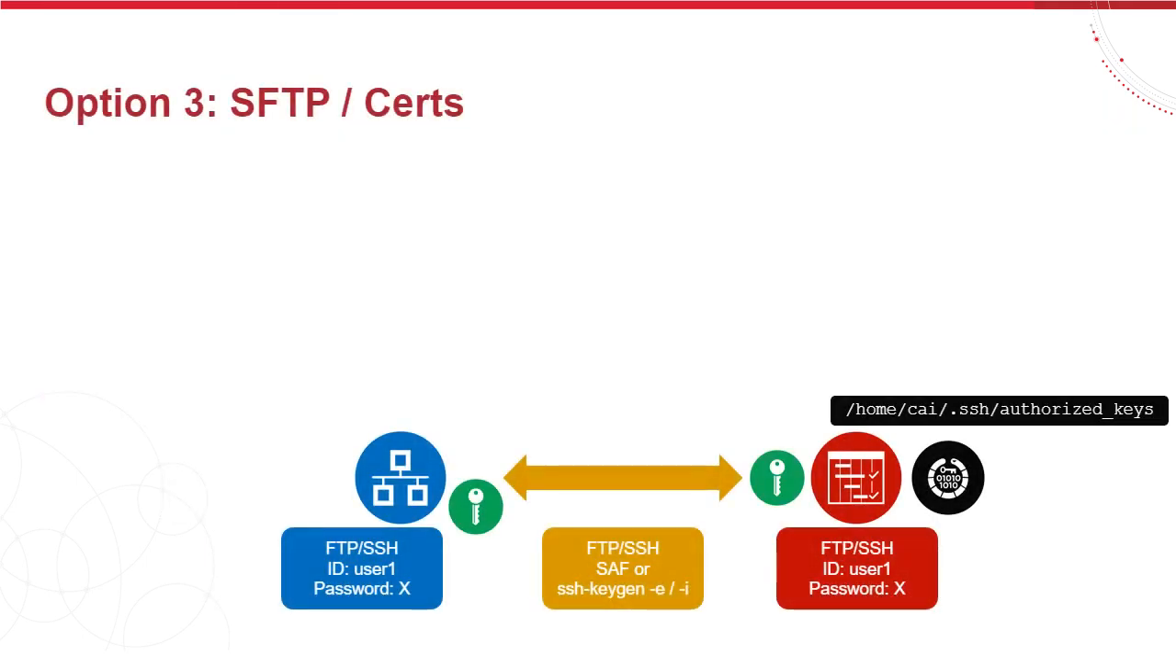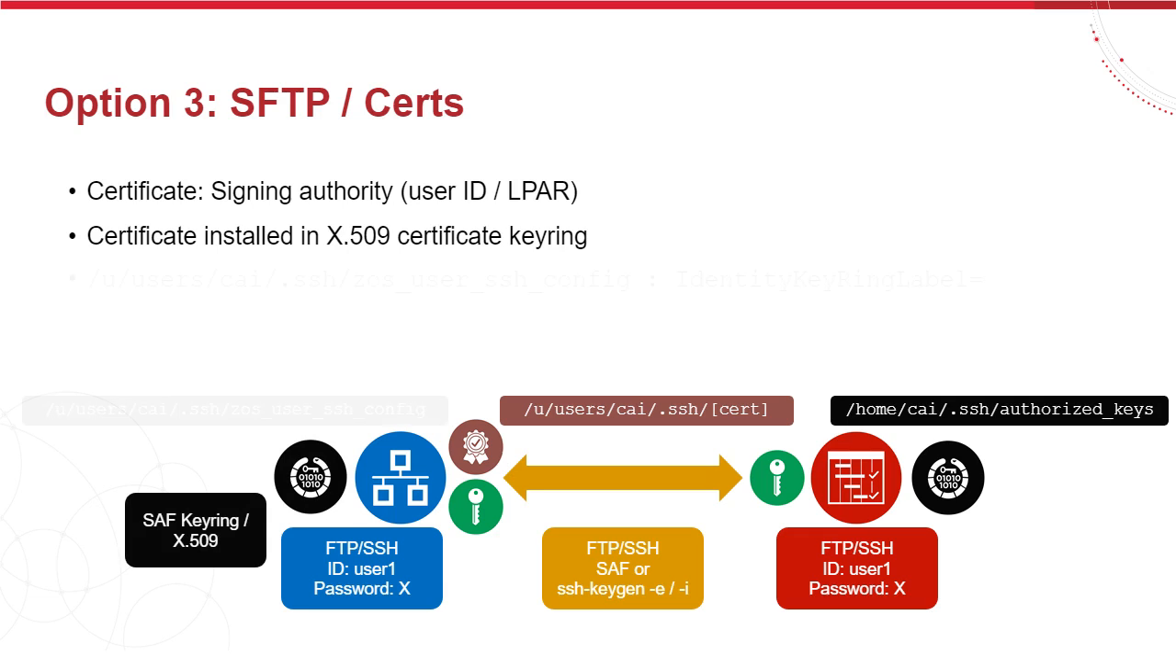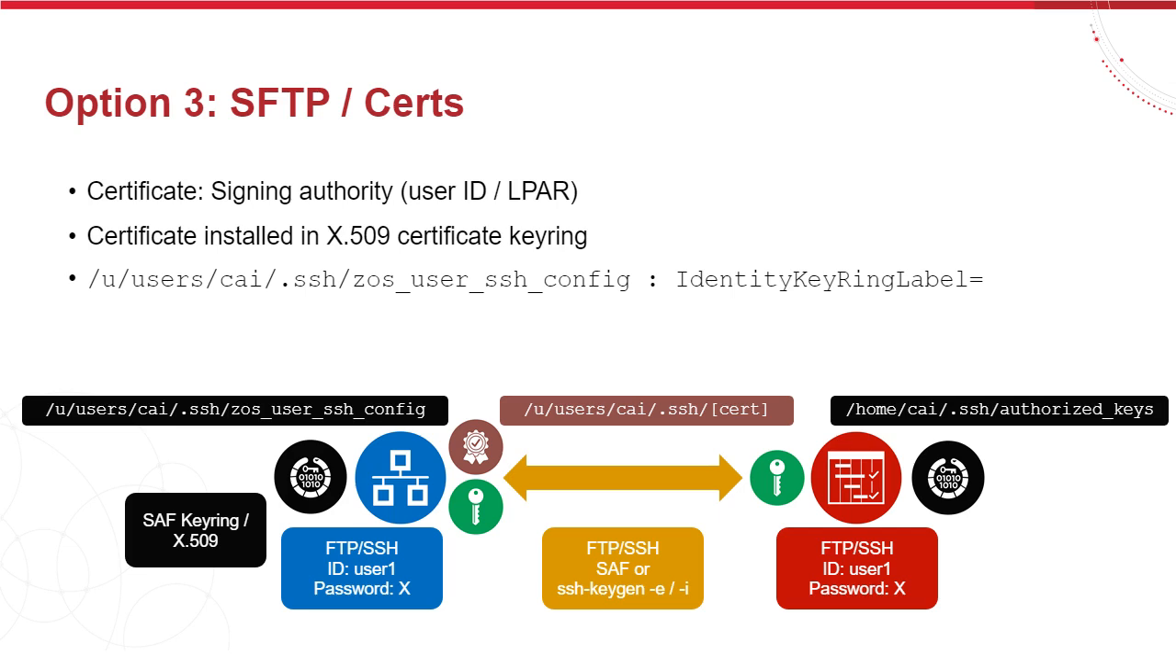The third option is similar, but uses a certificate signed by a commercial signing authority for the user that starts the server STC and the specific LPAR. The certificate is generated in the .ssh directory of the USS user, added to an X509 certificate keyring, which serves as the certificate container. For this, a file is needed in USS, specifically in the .ssh directory in the home directory of the user on the mainframe that is running the server STC.